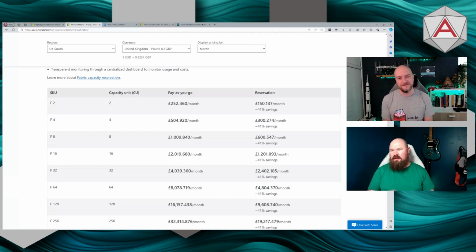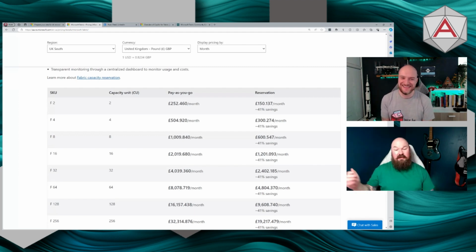Absolutely. And if we take the lowest SKU on there, an F2 at £252 a month, which I think is still pretty good value. But for argument's sake, if you need to be on even 12 hours a day, and 9 to 5 Monday to Friday is an even smaller period of uptime, even if you went to 12 hours every day, 7 days a week, you'd be paying half the price. You're down to about £125. Other currencies are available, obviously.